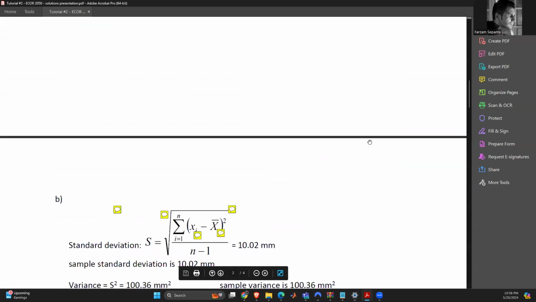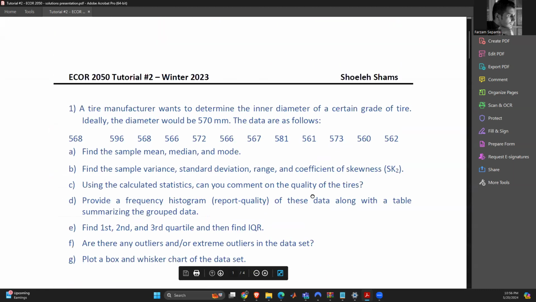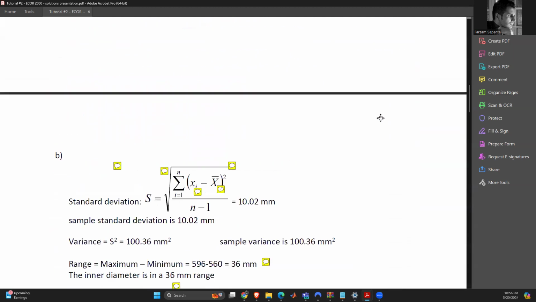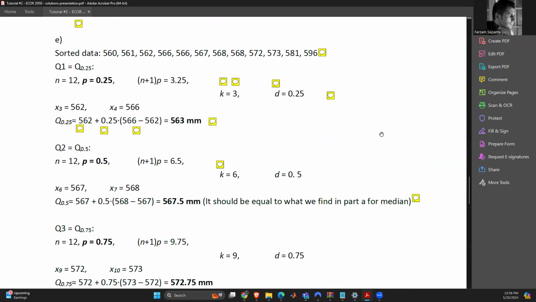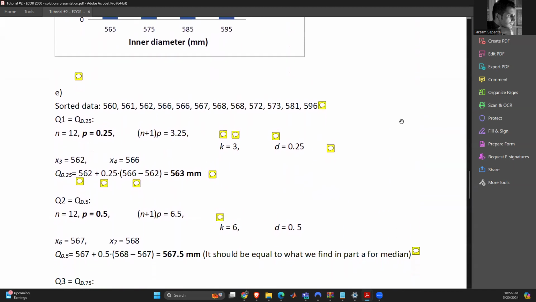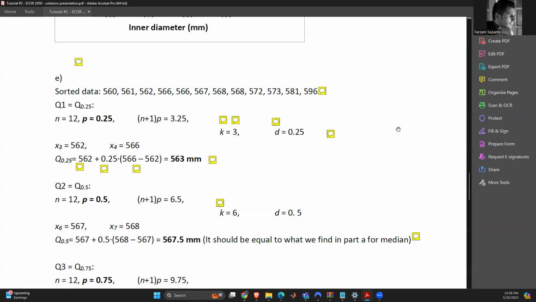The next question that we have is, after the histogram, find the first, second, and third quartile, and then find the IQR. Back to where we were. Here we go, part E. Now, this one might be looking a little bit frightening, but once you know, everything is super easy. So let's get this started.